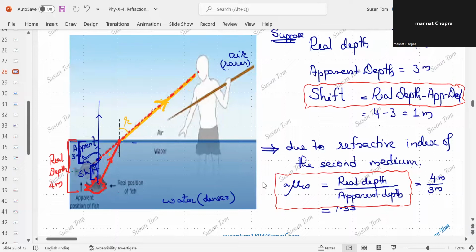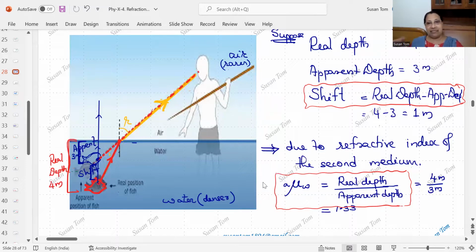The actual depth of the object under the denser medium is called the real depth, and the depth which we feel, that is little raised above the actual object, the depth that we sense, is called the apparent depth. The explanation is given after that. No derivation is required. Okay, come to page 89, in which the shift of the object.